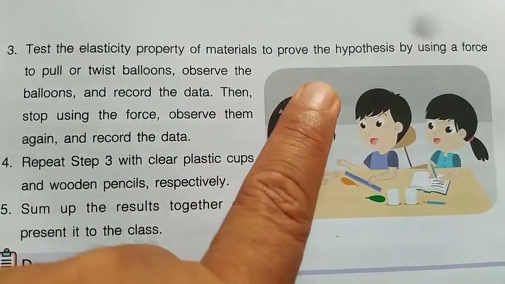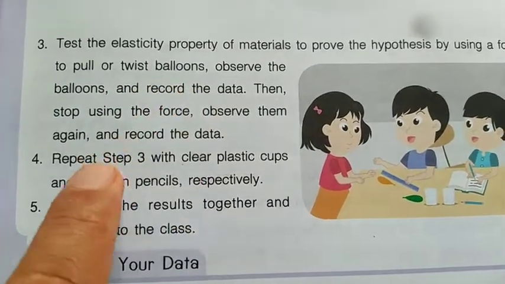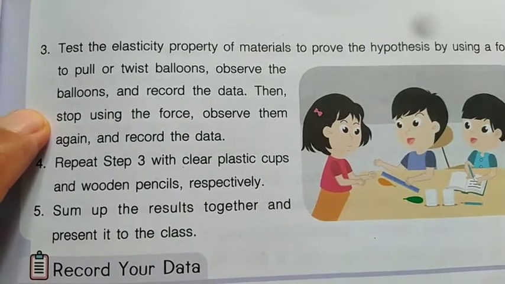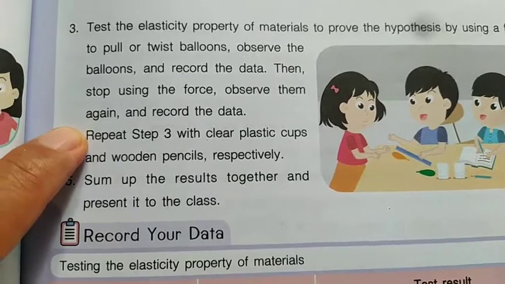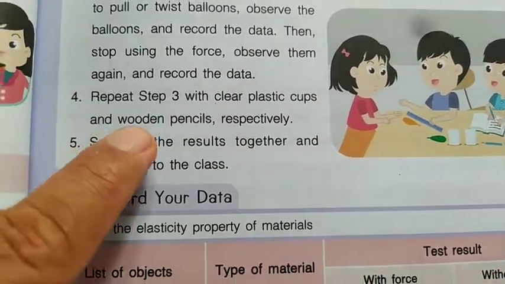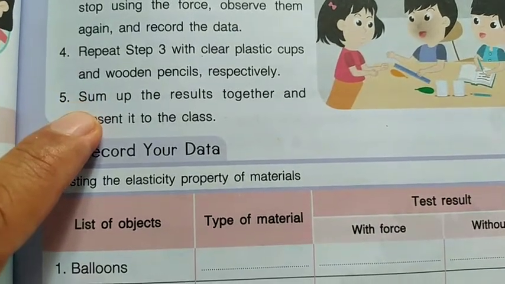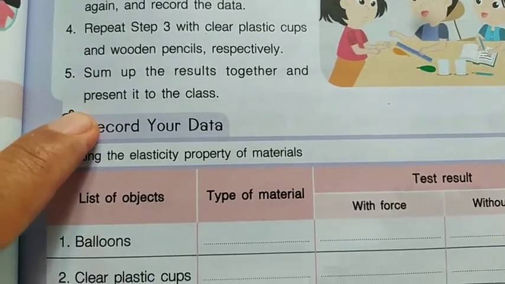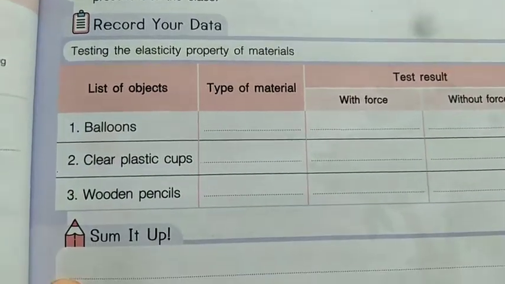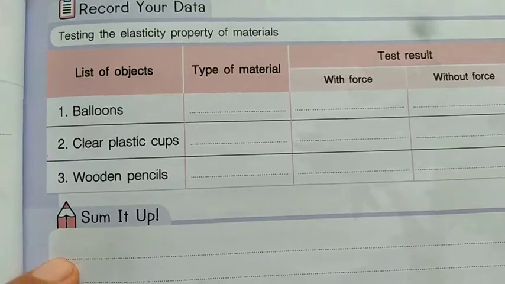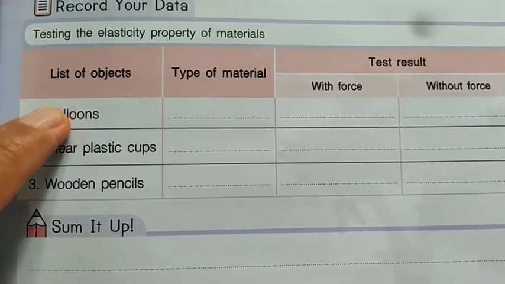To prove the hypothesis, use a force to pull or twist balloons. Observe the balloons and record the data here. Then stop using the force. Observe them again and record the data here. Repeat step 3 with clear plastic cups and wooden pencils respectively. Sum up the results together and present it to class, or you can just post it in our comment section below. Now record your data testing the elasticity property of materials.